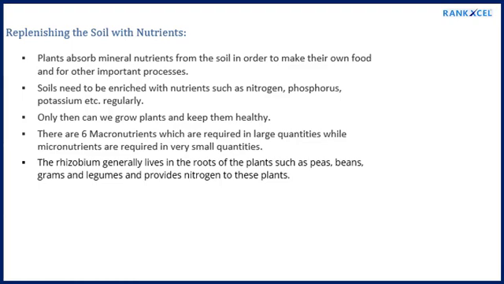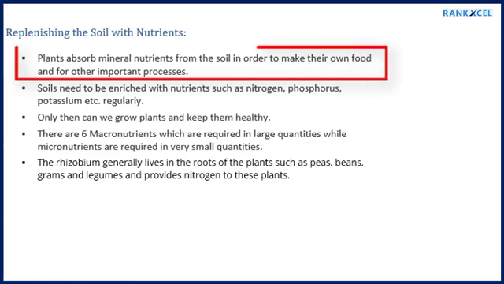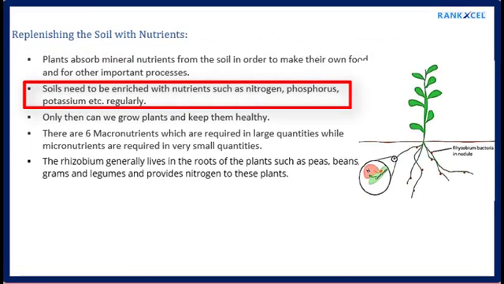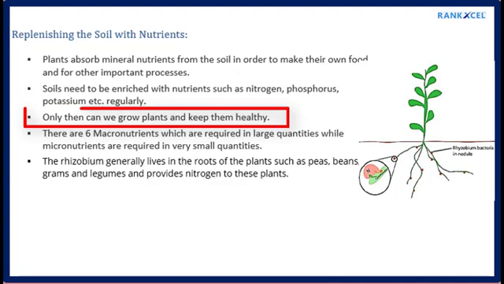Replenishing the soil with nutrients. Plants absorb mineral nutrients from the soil in order to make their own food and for other important processes. Soils need to be enriched with nutrients such as nitrogen, phosphorus, potassium etc. regularly. Only then can we grow plants and keep them healthy.